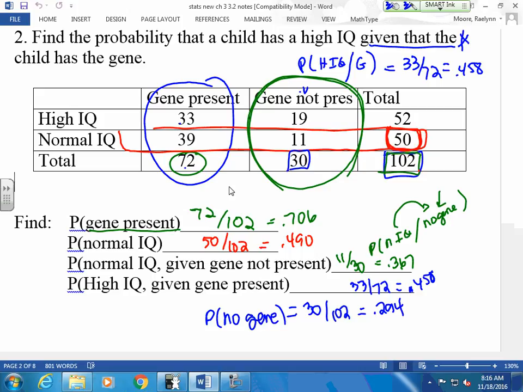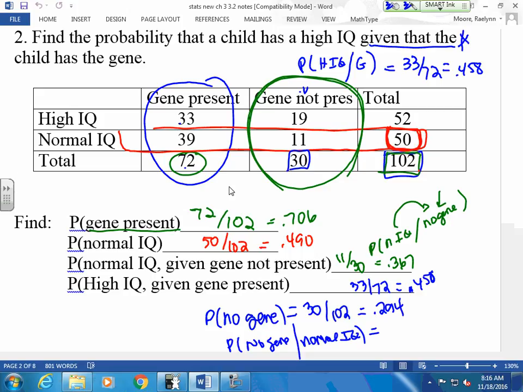Part B says find the probability that the child does not have the gene given the child has a normal IQ. No gene, given, normal IQ. So where do I go first? Which part of that is the independent part? Normal IQ. Good, because that's what's going to come first. If something comes first, does anything else influence that? You're the pioneer. You come first. You do it. What your results are will influence what happens next.